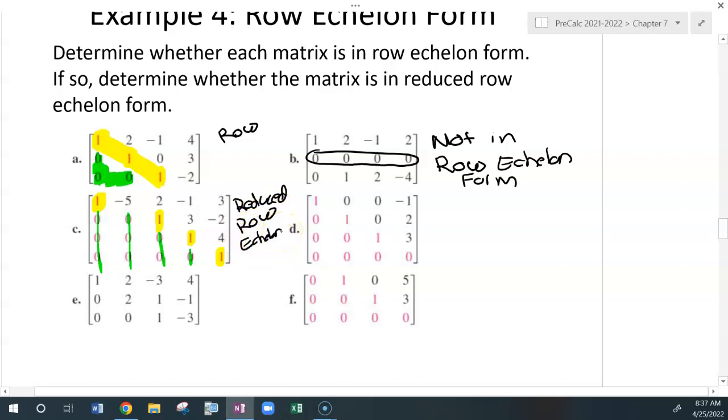All right, now let's look at D. I have my row with all zeros, that's at the bottom. I have all 1s going across here, and I have all zeros. So reduced row echelon form.